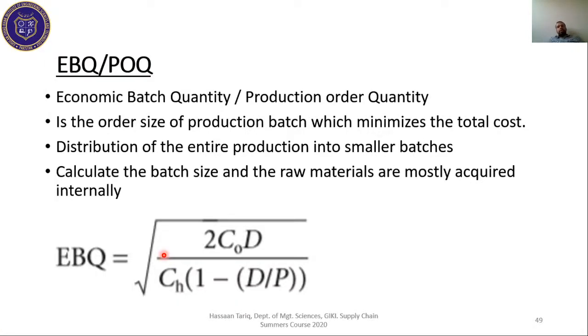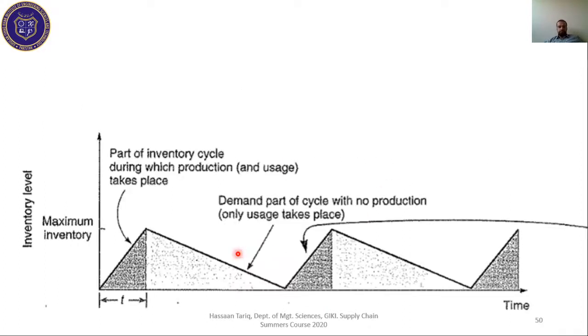The next thing is your EBQ and POQ, economic batch quantity or production order quantity, which is the size of the production batch that minimizes the total cost, right? So if you're producing things in batches, you need to order a batch of that much quantity that can really minimize your inventory costs, that is, your holding and carrying cost. Distribution of the entire production into smaller batches. Calculate the batch size and raw materials. So this is the formula, and this is how a graph for EBQ looks.